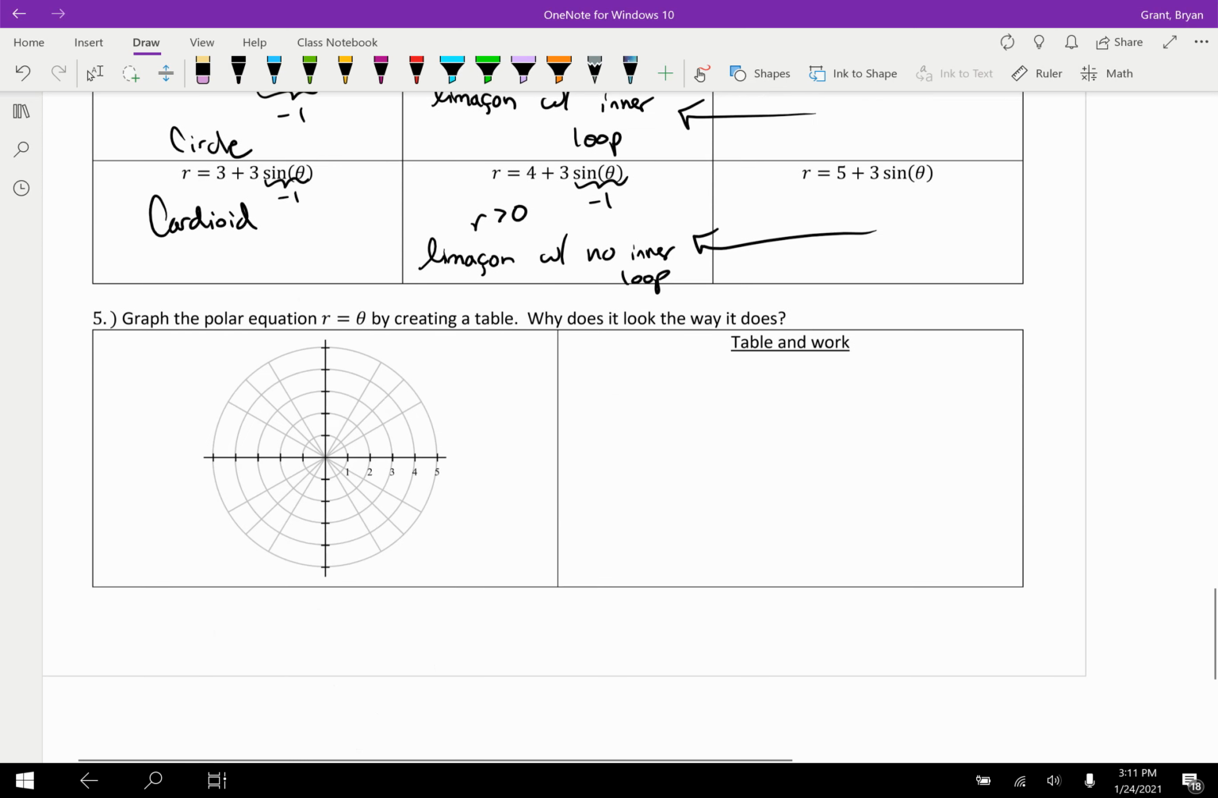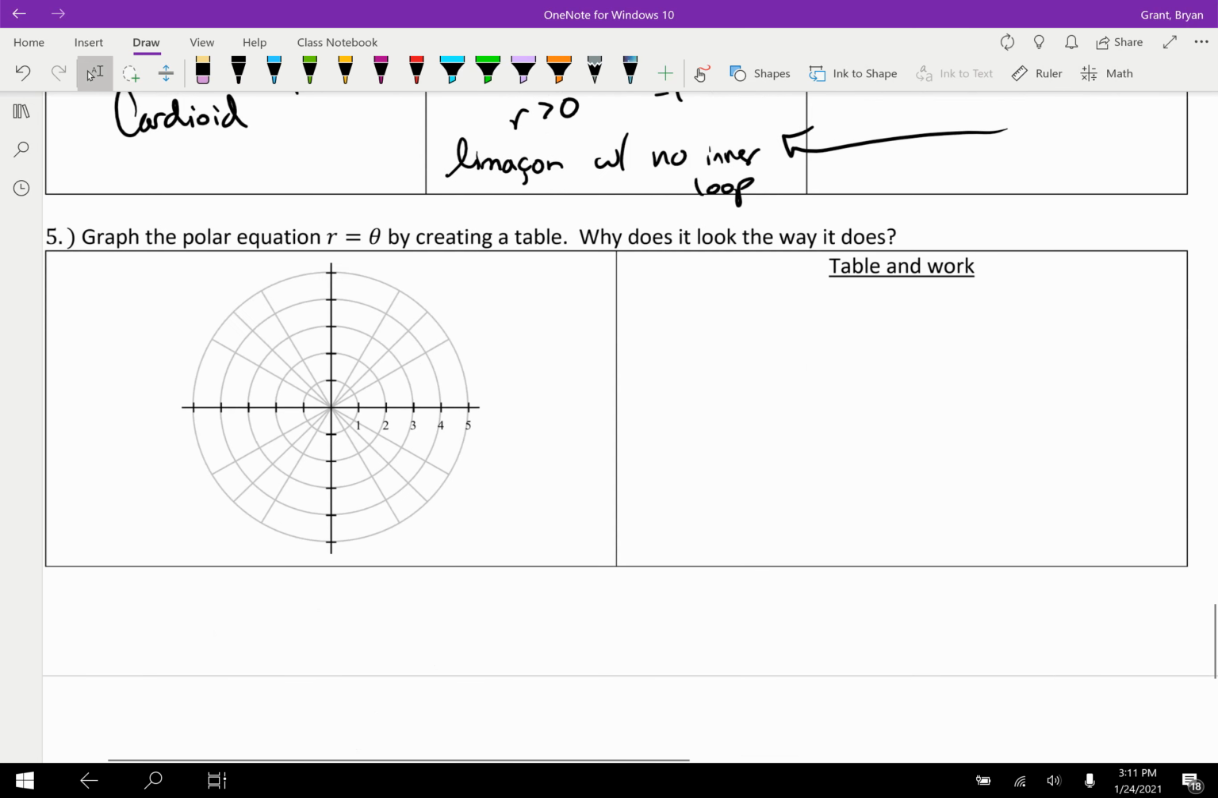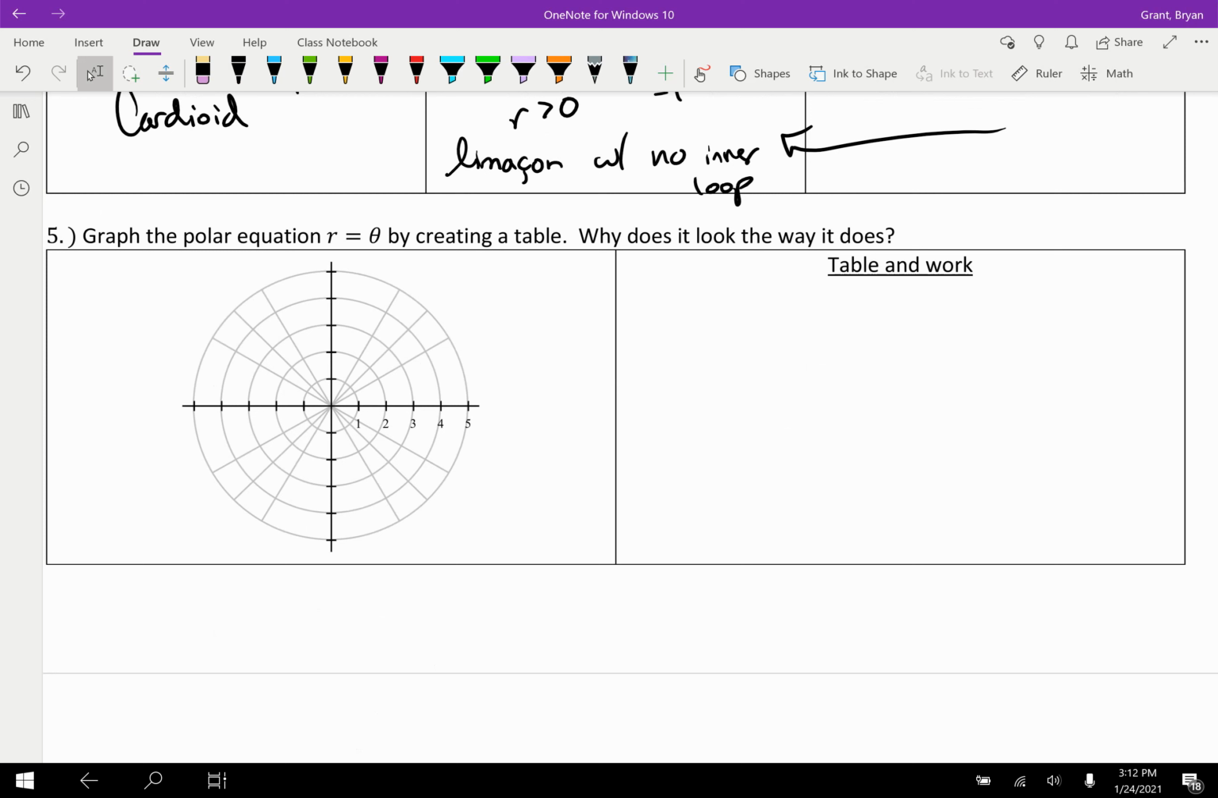Great. Last part. Graph the polar equation r equals theta by creating a table. Why does it look the way it does? Okay. You might remember that this graph is called, easy for me to spell, Archimedes spiral. So it's a hint, it should be a spiral. So let's create this. Input, theta, output, r. Let's pick some easy ones.